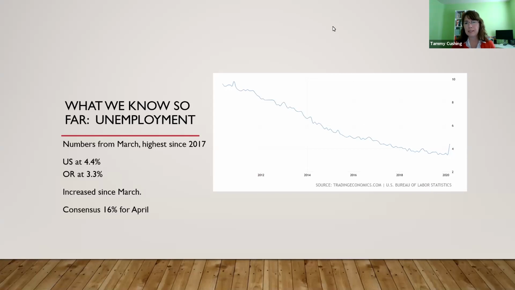The consensus is that the number is going to go up to 16% unemployment in the month of April. And this graphic doesn't even begin to show what 16% is. The highest number, when you go back through 1948, the data presented by the Bureau of Labor Statistics, goes back to 1948, and the highest was 10.8% within that time frame. So we're in uncharted territory.